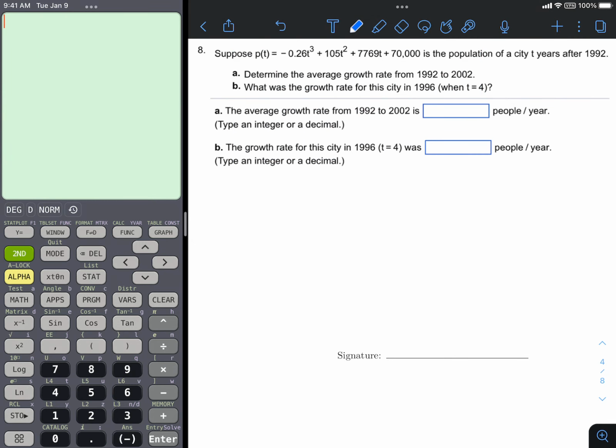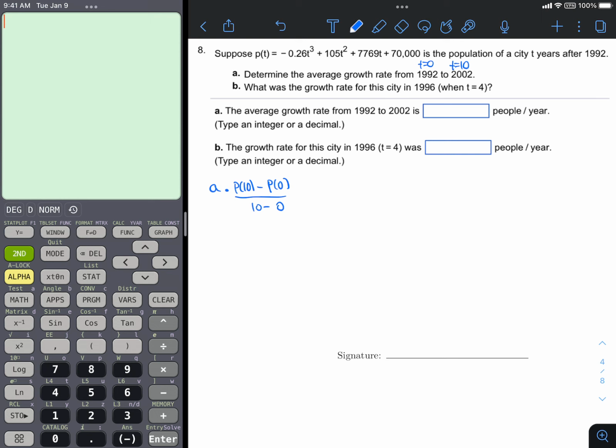So we're asking, first of all, the average rate of change of this function from 1992 to 2002. We're told that this function describes the population of a city t years after 1992. So at 1992, t equals 0, because no years have passed. And at 2002, t equals 10. So we're going to calculate the average rate of change by doing p of 10 minus p of 0 over 10 minus 0. That's the average rate of change from 0 to 10.